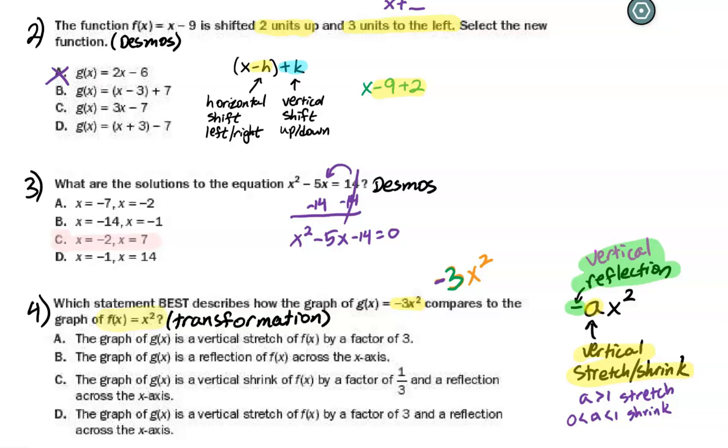Okay, so let's see, just to give you a little hint, the number is a 3. It's a whole number. It's bigger than 1, so it's not a shrink. So it's definitely not C.